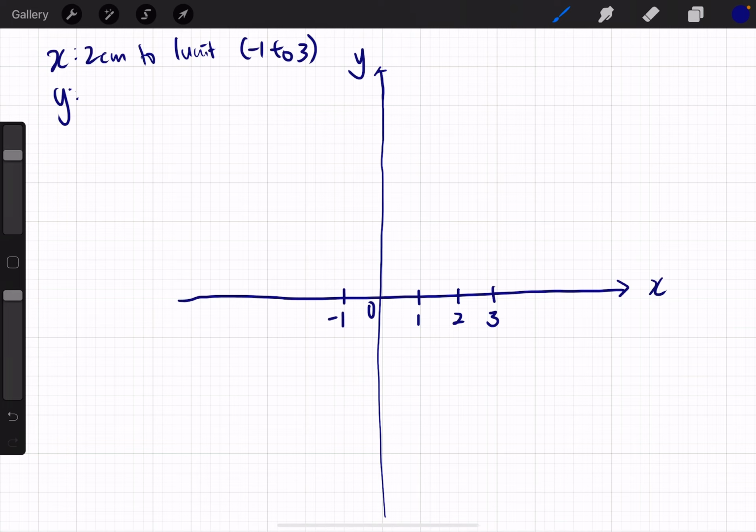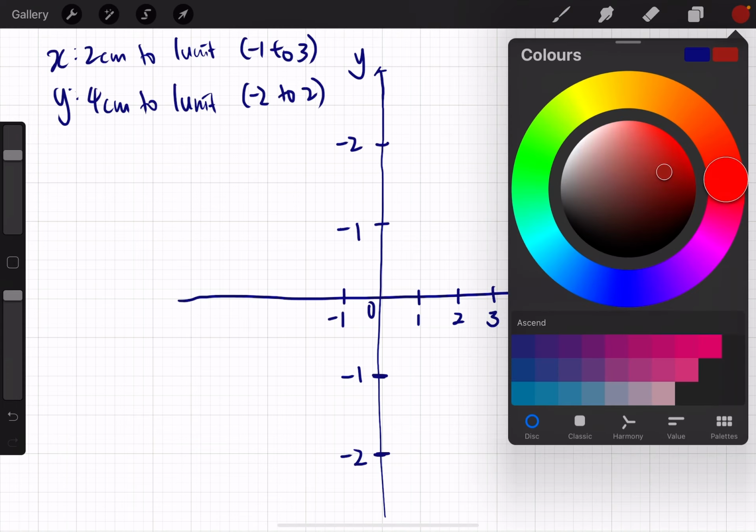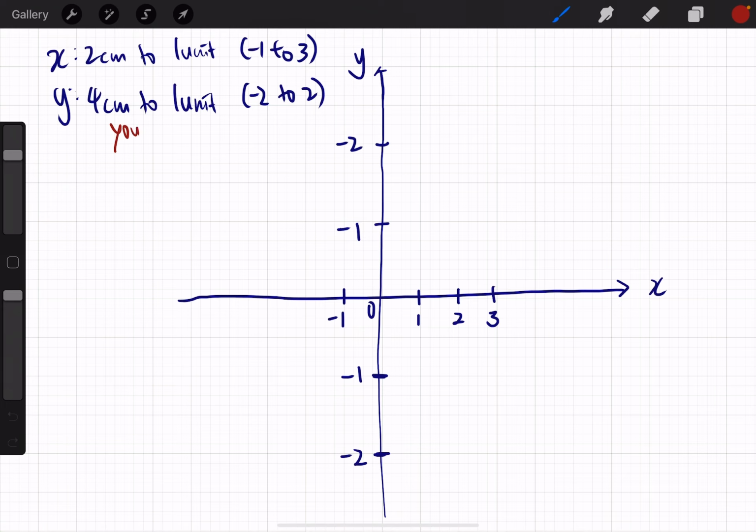And then what about my y value? The smallest y value that we saw just now is -2, and the largest is 2. So my graph is very big and I have a lot of space to fill up. So I can use 4 cm to 1 unit if I want. That means 2 big boxes for each unit. This one is you decide.